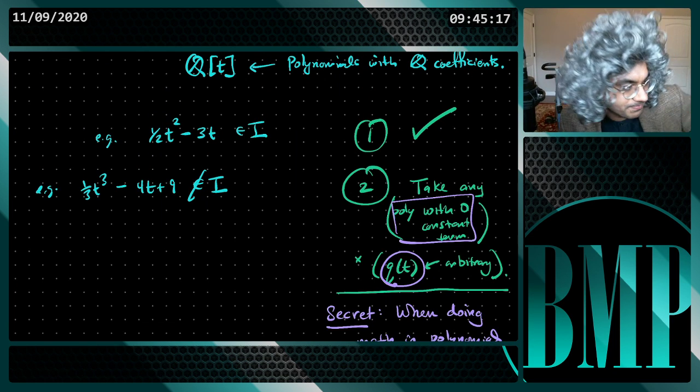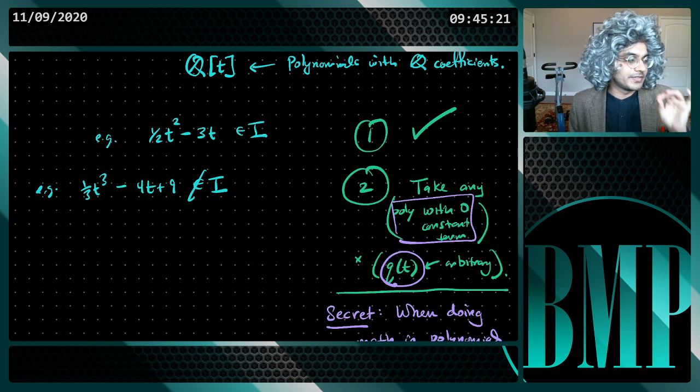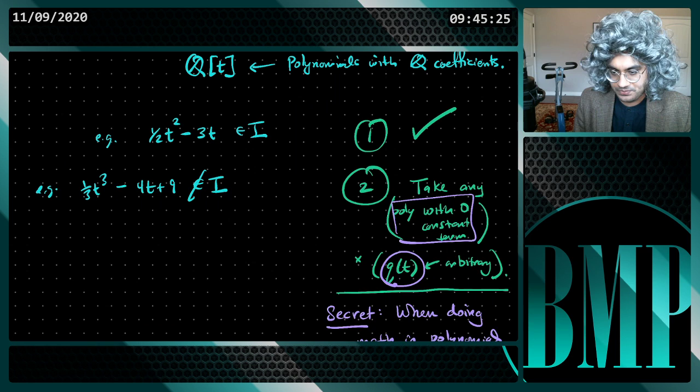This is an ideal. Is the power of t greater than that of arbitrary coefficients?